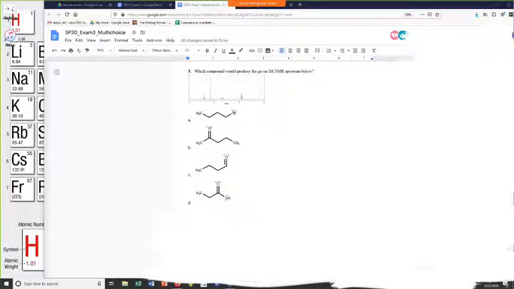So, in processing through this, I immediately jumped to that being a singlet, which means 0 neighbors. It's also very tall. And if it's tall, it should be lots of hydrogens.